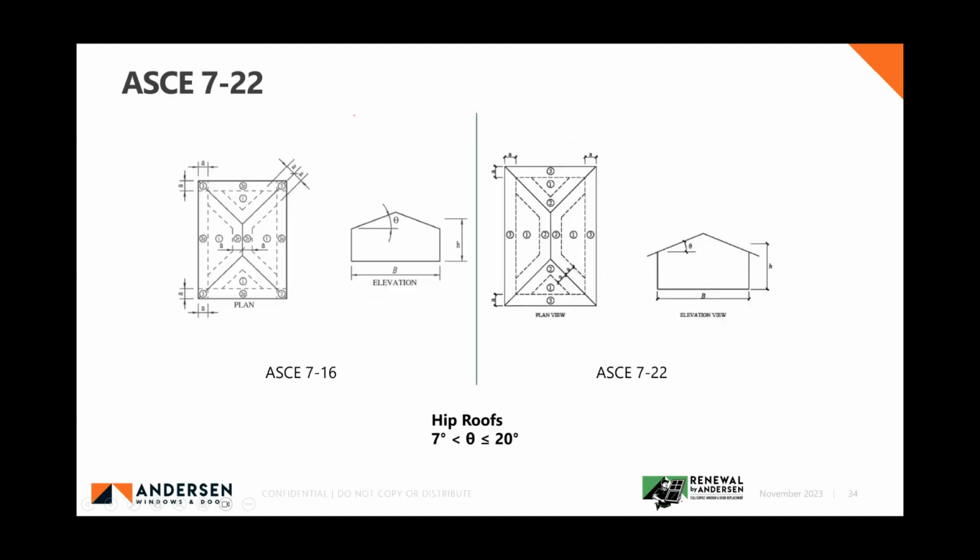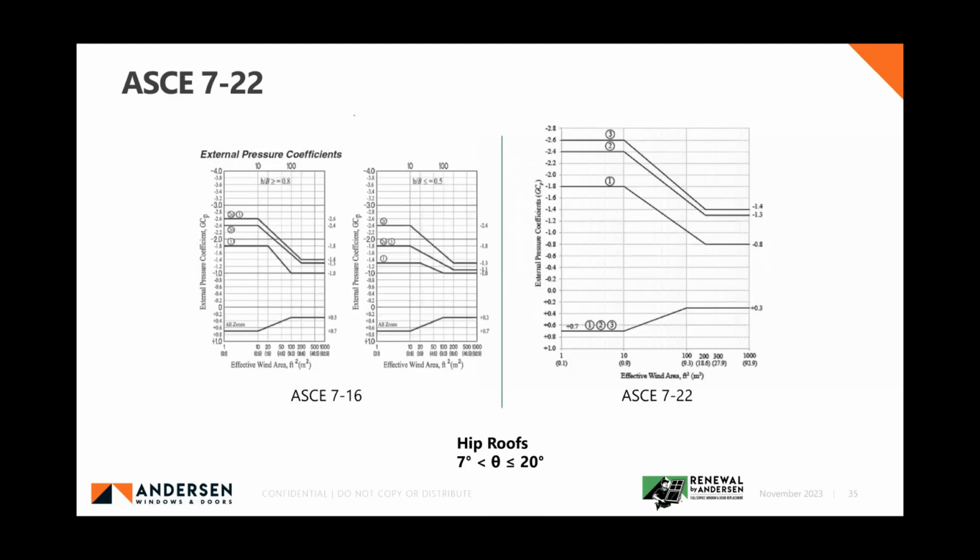Same thing with hip roofs. I'm not going to spend a whole lot of time on this, but again, the simplification of the zones and the simplification of the log graphs where you determine your pressure coefficients. ASCE 7-16 for hip roofs from 7 to 20 degrees, we had 2 different graphs, and they were based on different geometries of the buildings. Very complicated to figure out what your pressure coefficient was. Now in ASCE 7-22 on the right, back to how it used to be portrayed, and much simpler, and design pressures overall a little bit lower.